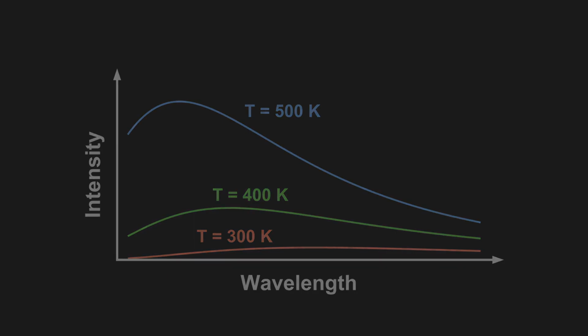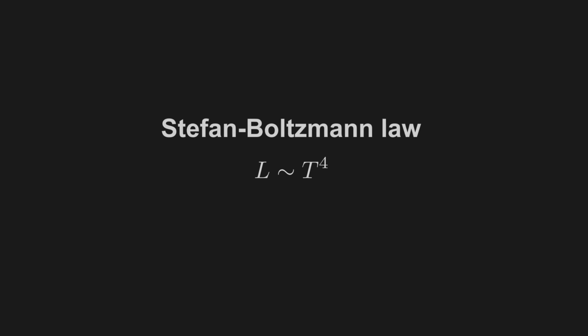One key feature of Planck's law is that the total amount of energy emitted by a blackbody is proportional to the temperature to the fourth power. This is the Stefan Boltzmann law. It means that if you have two identical objects, A and B, but A is at twice the temperature of B, it will radiate 16 times more energy per unit time. If A were to be 10 times hotter than B, it would radiate 10,000 times more energy.